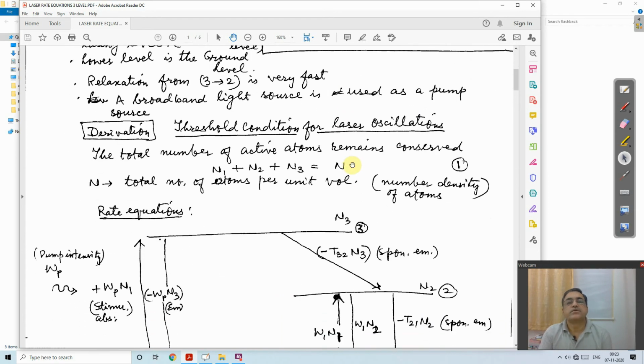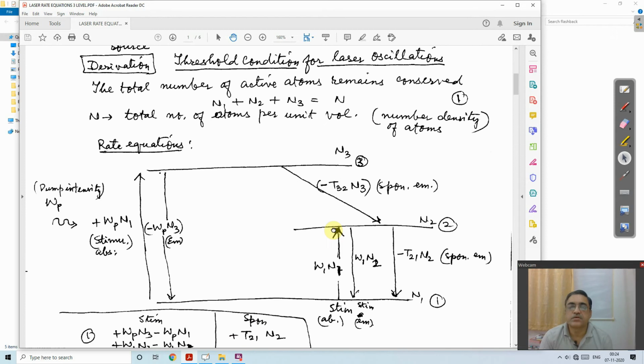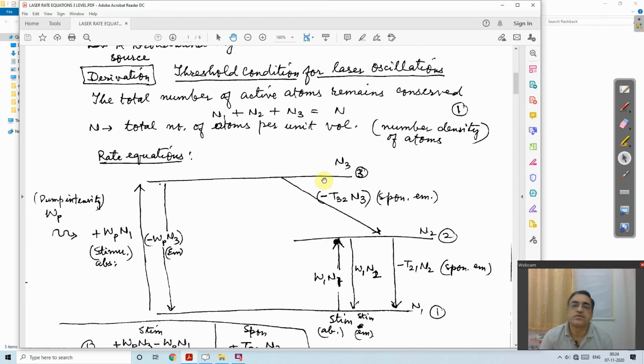To derive the rate equation and to justify the limiting conditions of power, what is the threshold, we consider again the energy level diagram. The total number of active atoms remains conserved. That means the atoms at level 1, 2 and 3, the total sum is N. N is the total number of atoms per unit volume, that means the number density of atoms.